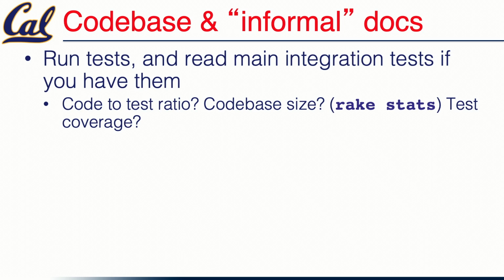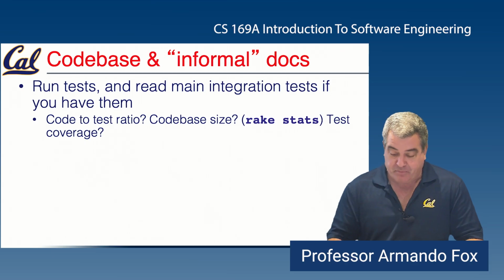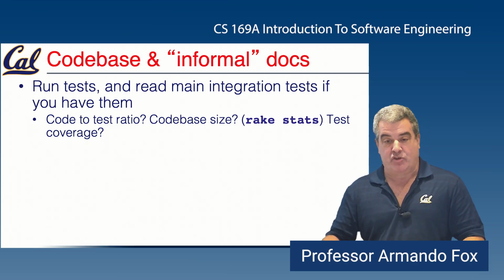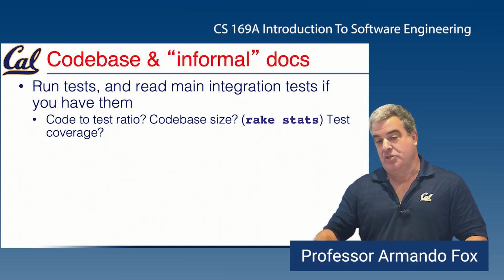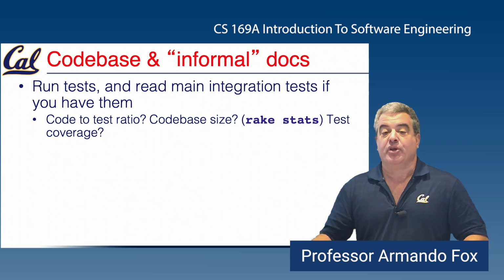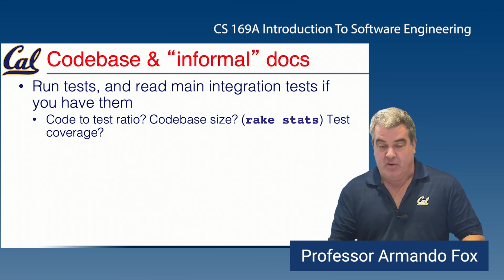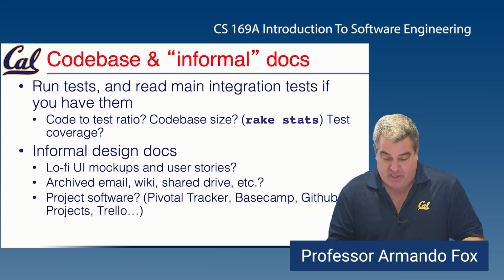You can also look at statistics like how good is the test base. You can look at the code to test ratio. Remember that we said a simple static measurement is how many lines of tests compared to the number of lines of code. A number greater than 1 is not unusual. And you can get a sense of the size of the code base and the ratio of code to tests just by running rake stats. If there's a way to collect coverage information while you're running the test suite, you're not just looking for what's the percent coverage, but look at where the coverage is. Is there good coverage around the places that you might have to change?